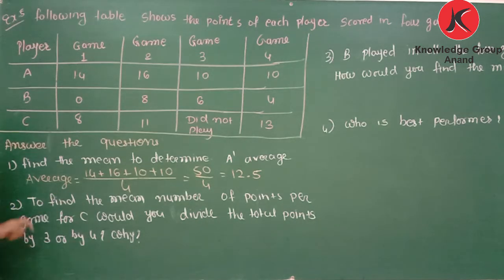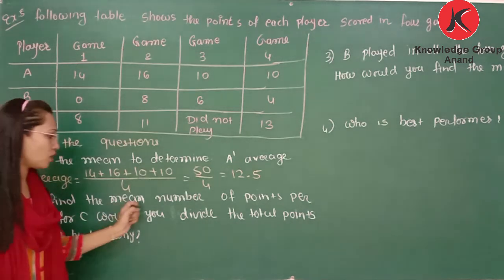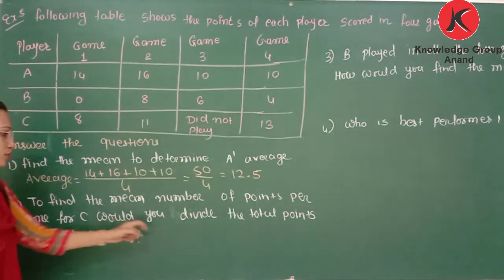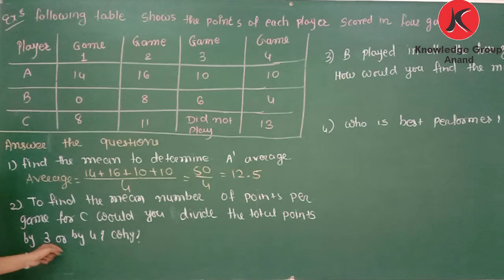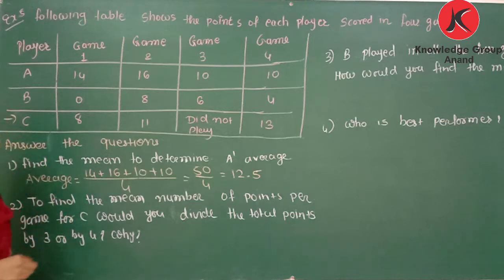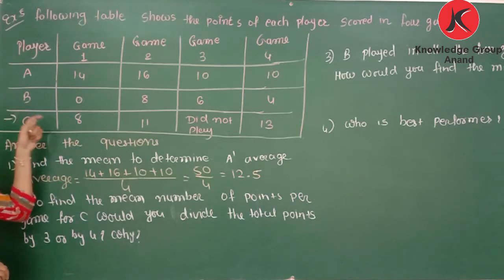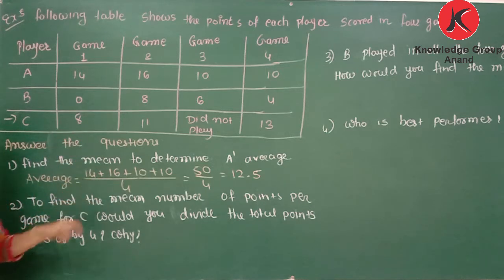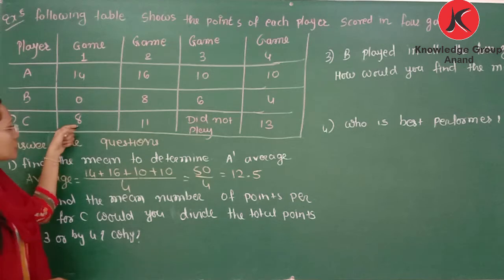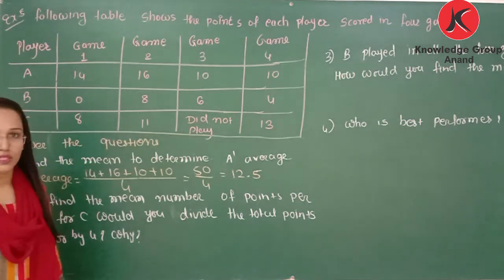Okay. Now next, to find the mean number of points per game for C, would you divide the total points by 3 or by 4? Why? Okay. If you want to find the average or mean of player C, do we divide it by 3 or 4? And you need to answer why. Here C played only 3 games.